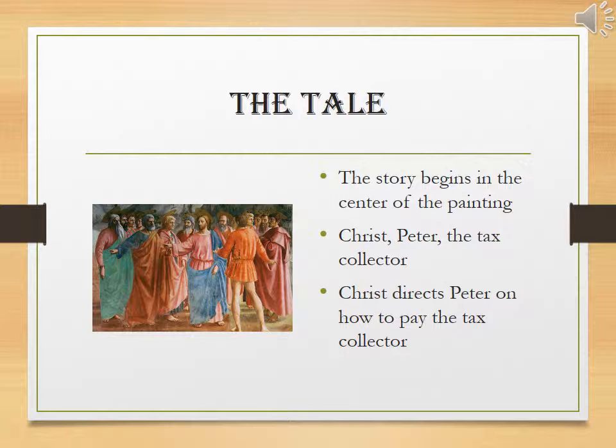The Tribute Money has sort of a strange design to it when you think about how paintings are aligned. The story is told starting in the middle of the painting, where Christ, Peter, and the tax collector are speaking to each other with the disciples and the people around them. Christ has given up all his worldly possessions and cannot pay the tax collector. So he directs Peter on how to pay the tax collector, which is shown to the right of Peter and Christ, which we'll look at next.